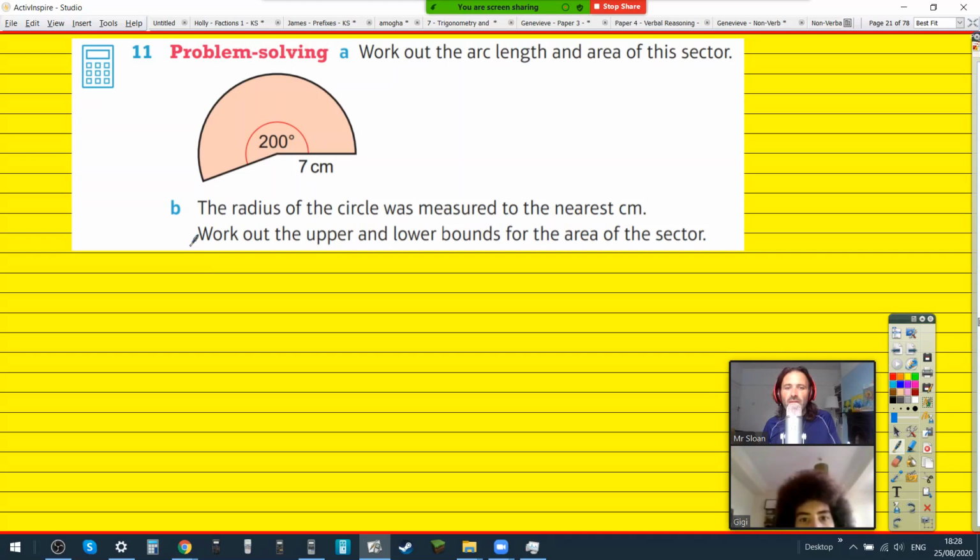So do you remember how to do A? Arc length and area of the sector.